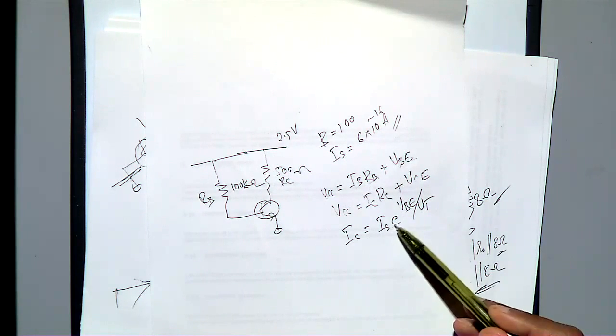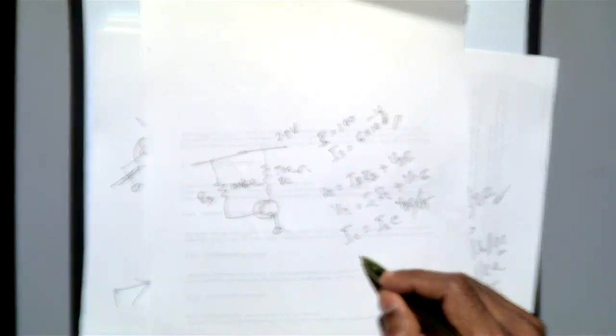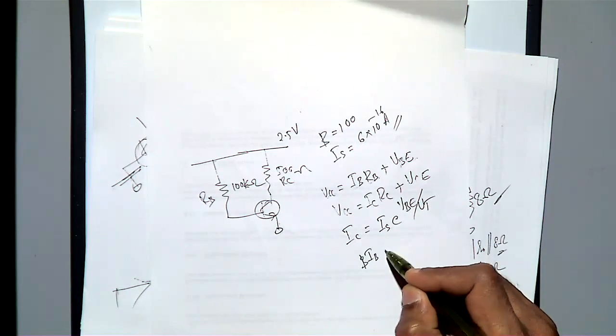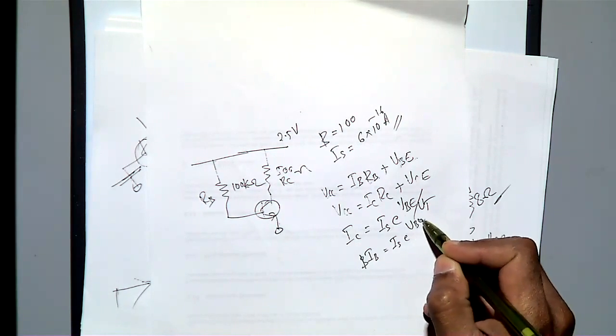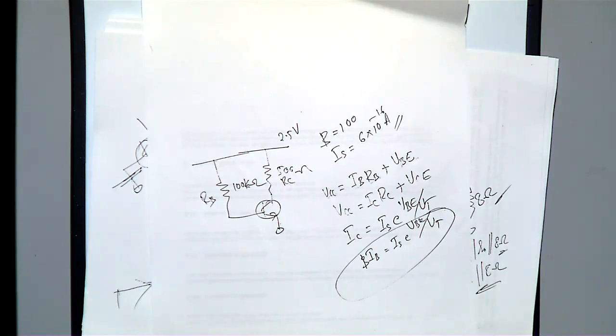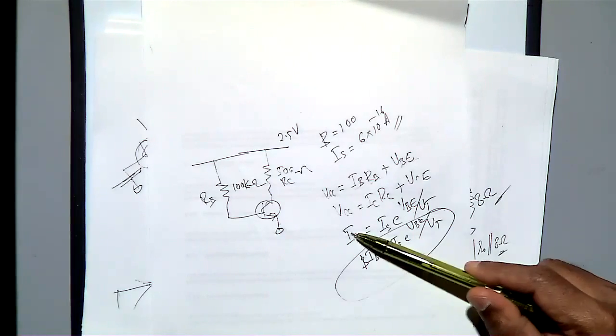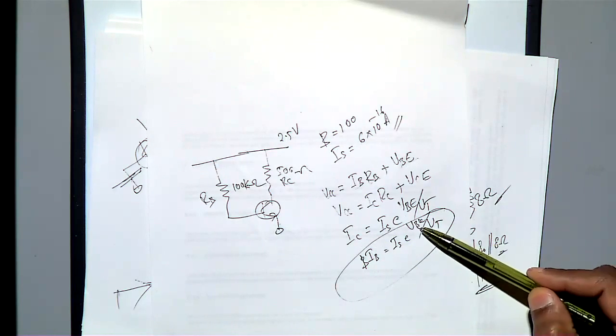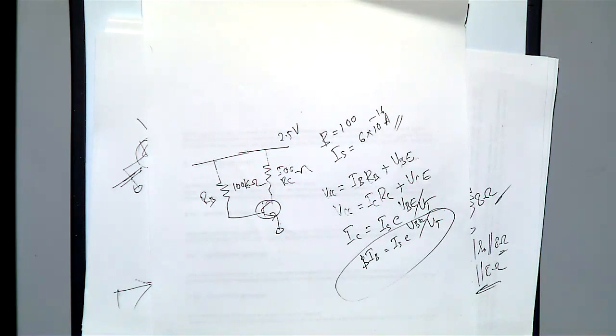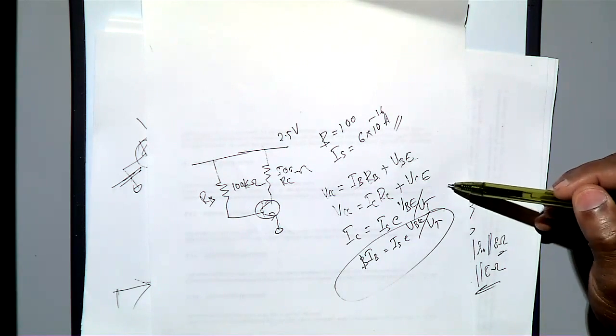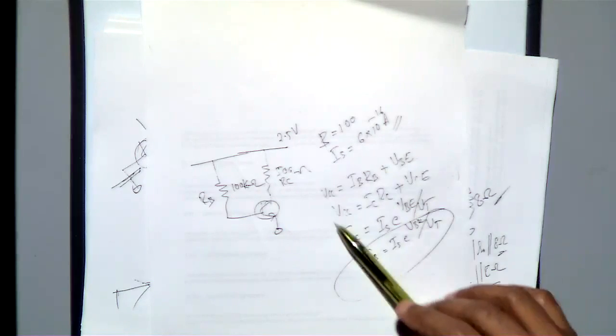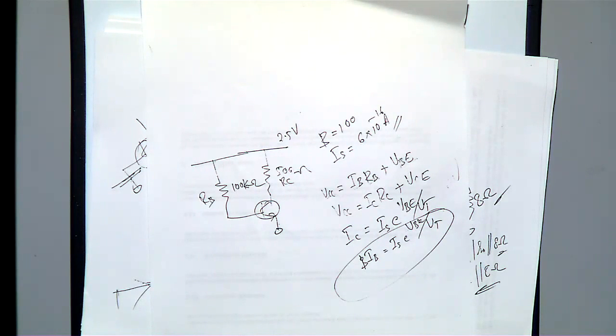Because IC equals IS times exponential VB by VT, or I can write this as beta times IB equal to IS times exponential VB by VT. So for the transistor, if you don't know VB, you can't find IB or IC. Or if you can find IB or IC, you can find VB. So for simply solving problems, we assume VB is approximately 0.7 volt, and then we can solve all these equations. But if VB is not given and it is not asked to assume 0.7 volt, then how will you do it? Maybe this group assumes 0.7, maybe you assume 0.75, maybe those guys assume 0.8. Which one is correct? Then how do we check it?